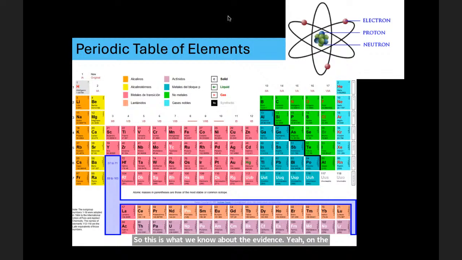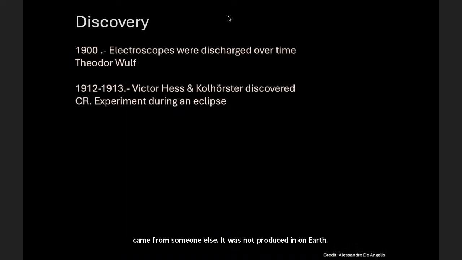But as you know, people used to say humans are made of dust of stars. That means that the matter that we are made of came from somewhere else. It was not produced here on Earth. Kind of, we will see that. It's not really true.